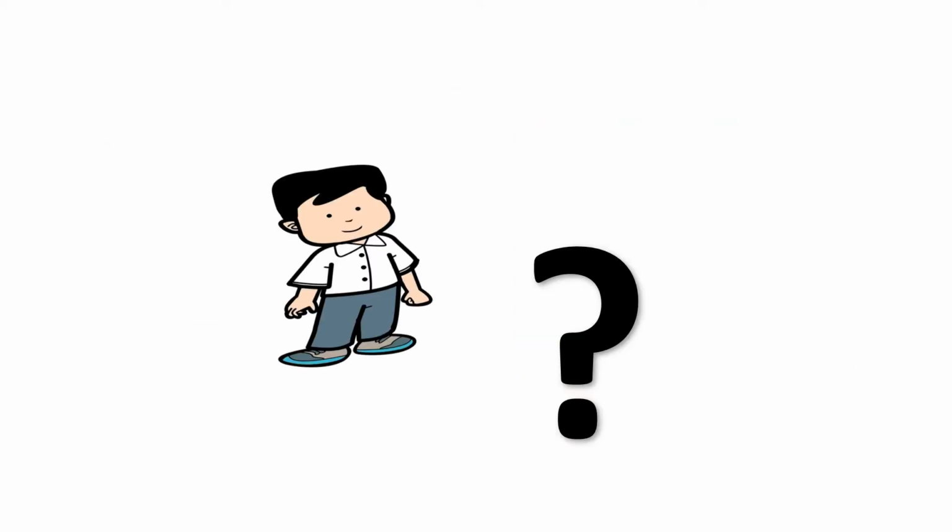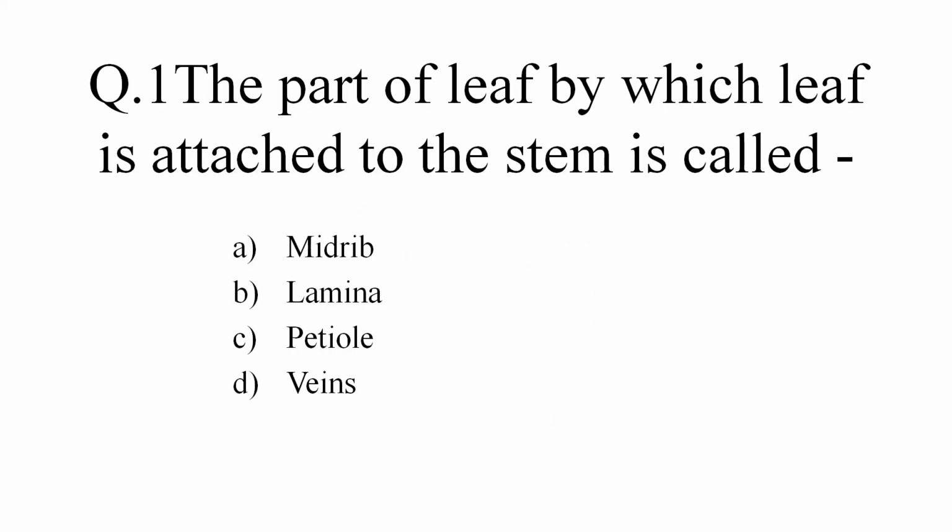Let us now revise what we have learned today by solving some questions. Question number 1. The part of leaf by which leaf is attached to the stem is called. Option A, midrib. Option B, lamina. Option C, petiole. Option D, veins. And the correct answer is option C, petiole.